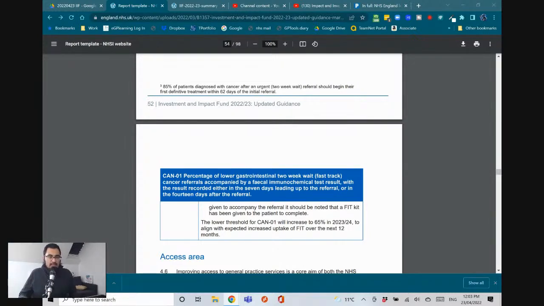But what do you think? Do you think FIT testing is appropriate, or should it just be referral and off you go? I'd be keen to know what people think on that particular one. So we've had some comments.